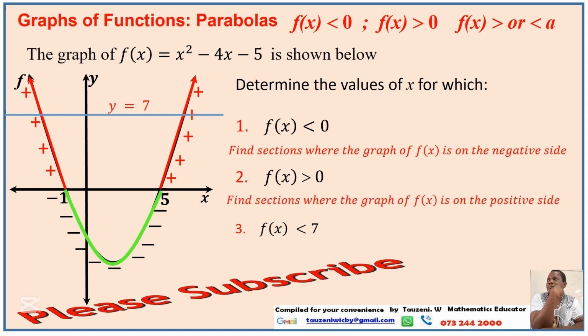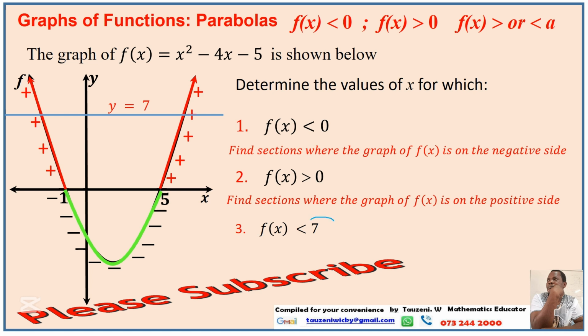Now, greater than 0 is simply the opposite of the previous one. We want sections of the graph which are on the positive side above the line 0. So in our case, it's negative infinity to negative 1 and 5 to positive infinity. Then if we change the 0 to any specific number, so we have used 7 as an example here, the idea does not change.